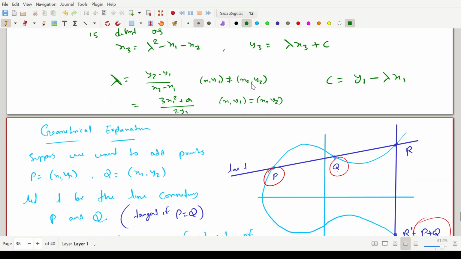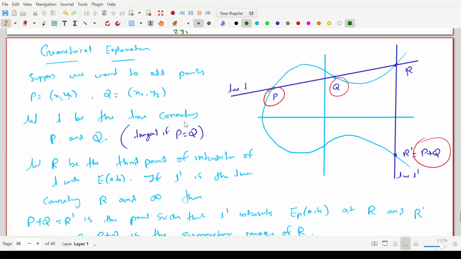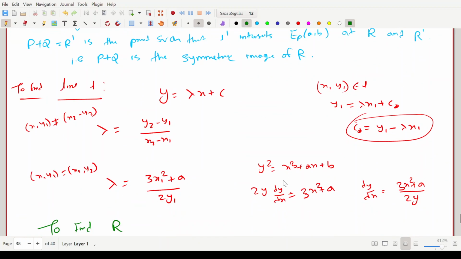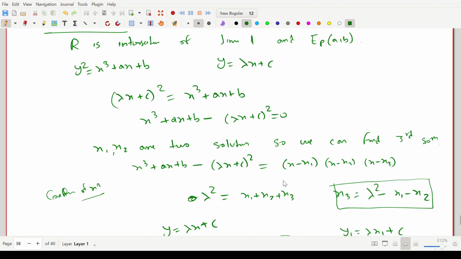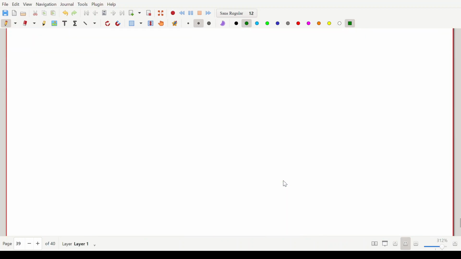If the points are distinct, then we can find the slope. If the points are the same, then we find the slope of the tangent, because in that case I will have a tangent. Generally, suppose P and Q are given, I draw the straight line L, and this L will cut the curve at a point R. Then I take the image of R parallel to the y-axis. This will be your R dash, which is P plus Q. And then we have found x3 and y3, correct?